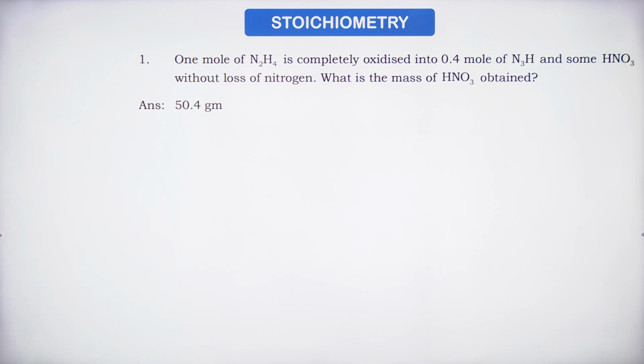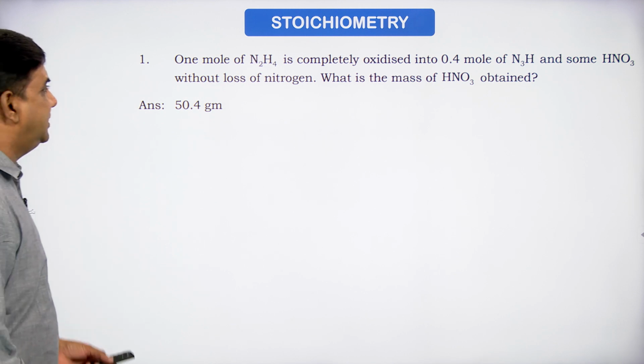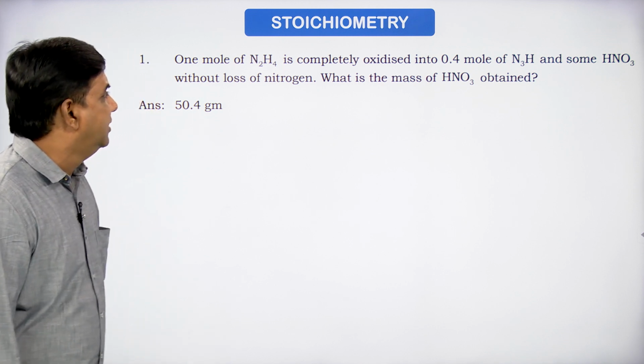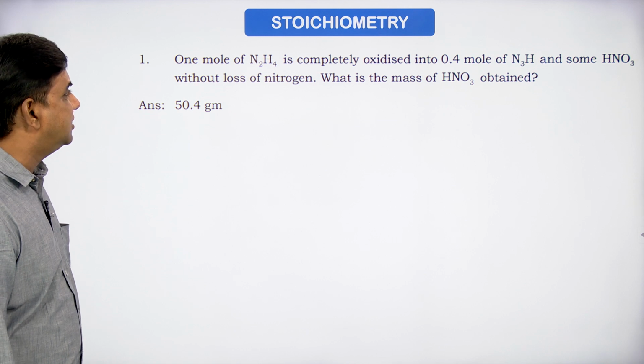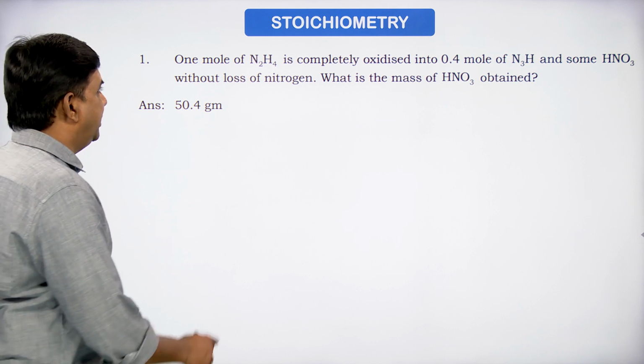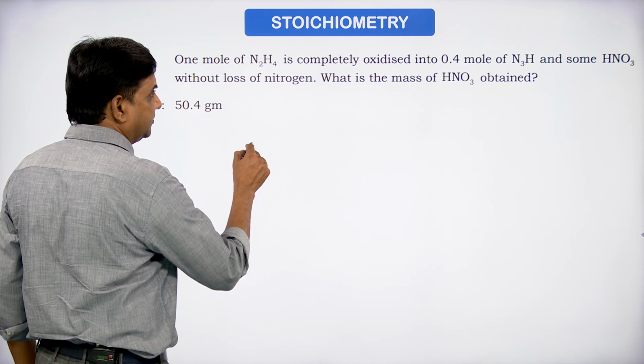One mole of N2H4 is completely oxidized into 0.4 mole of HN3 and some NH3 without loss of nitrogen. What is the mass of HN3 obtained? N2H4 is oxidized.